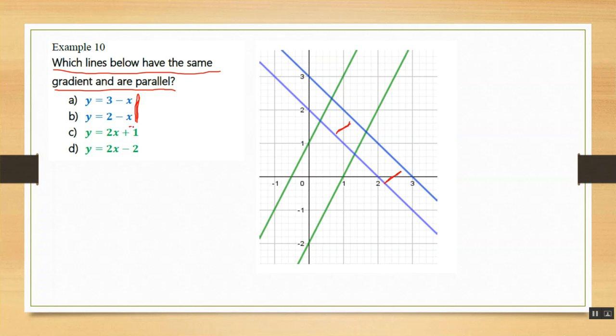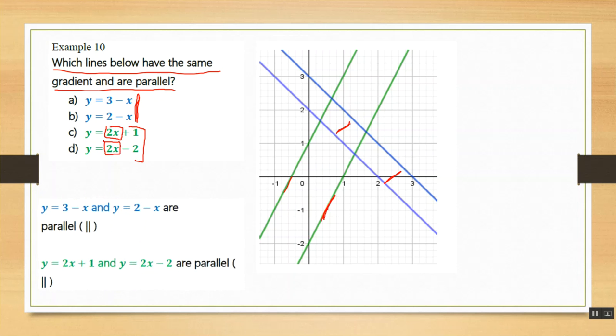Y equals 2x plus 1, 2x minus 2 are the green graphs. And you can see that they're parallel as well. So they have the same gradient. The 2x part tells us that they're parallel. Okay, so this is a revision of linear relationships. If there are still things that you're stuck with, you need to have a look at the lesson series.